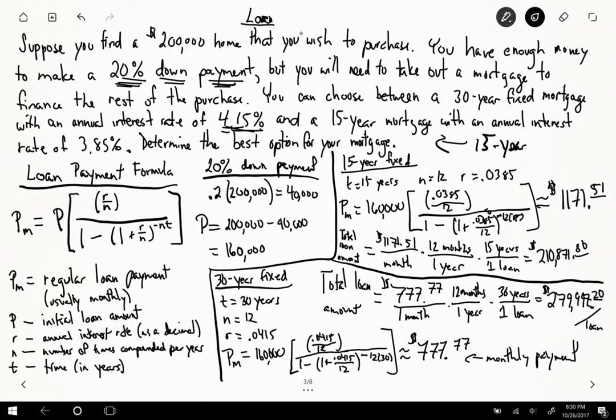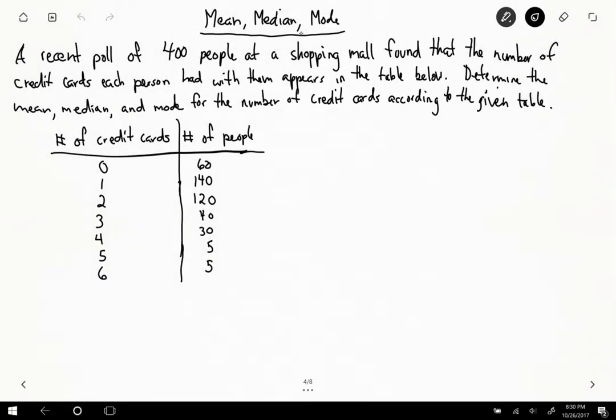Car loans work the same way. The longer you stretch it out, the more you're going to pay. Usually there's a higher interest rate along with that longer time period too. So keep that in mind whenever you're taking out any loan. So, all right, let's move forward to a different topic now.